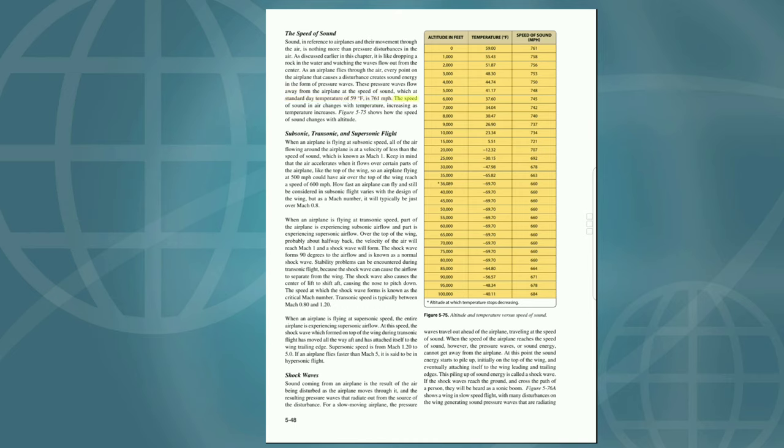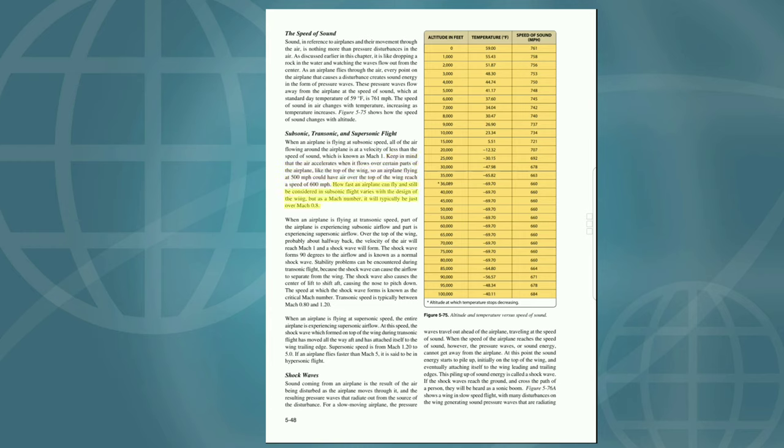The speed of sound in air changes with temperature, increasing as temperature increases. Figure 5-75 shows how the speed of sound changes with altitude. Subsonic, transonic, and supersonic flight. When an airplane is flying at subsonic speed, all of the air flowing around the airplane is at a velocity of less than the speed of sound, which is known as Mach 1. Keep in mind that the air accelerates when it flows over certain parts of the airplane, like the top of the wing. So an airplane flying at 500 miles per hour could have air over the top of the wing reach a speed of 600 miles per hour.